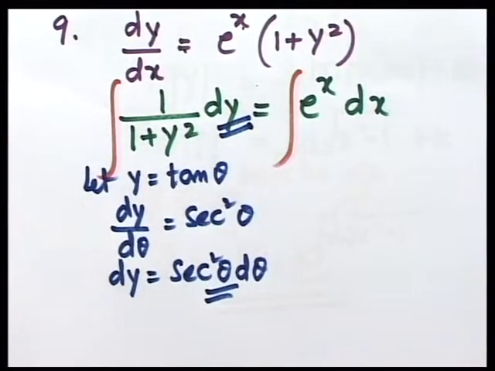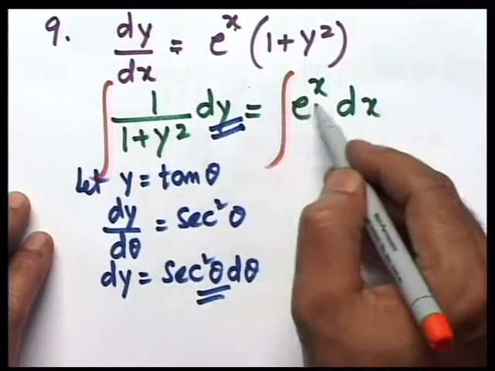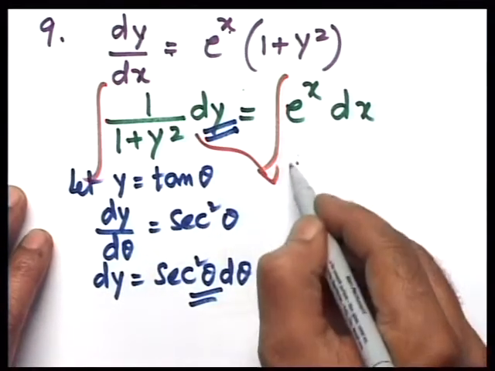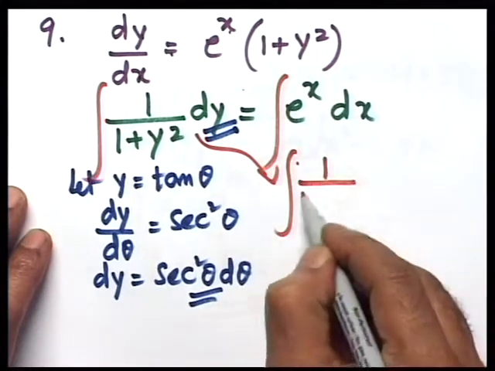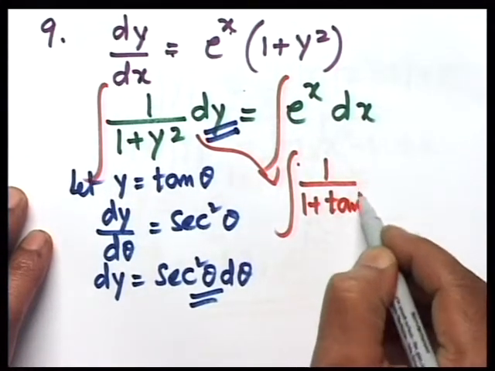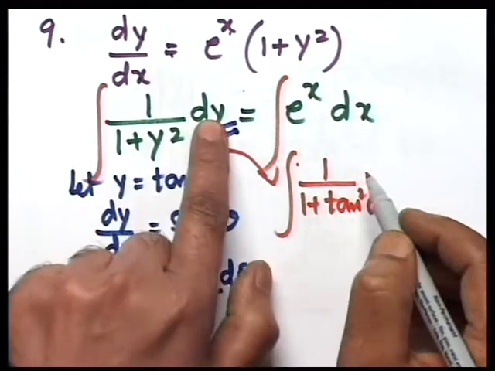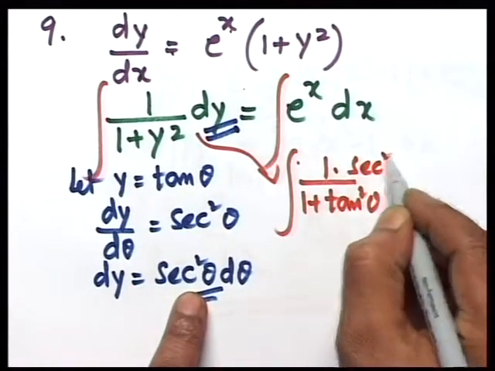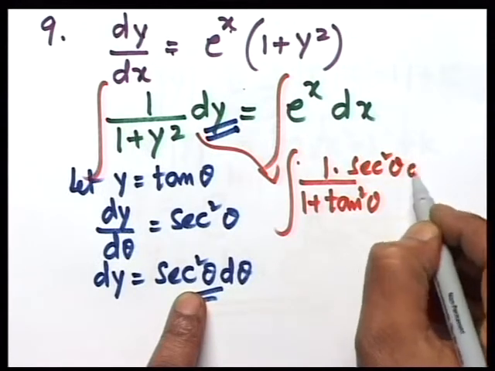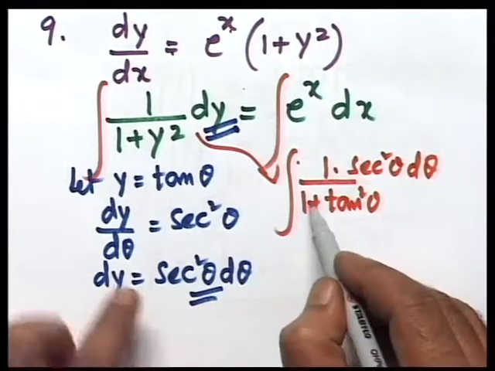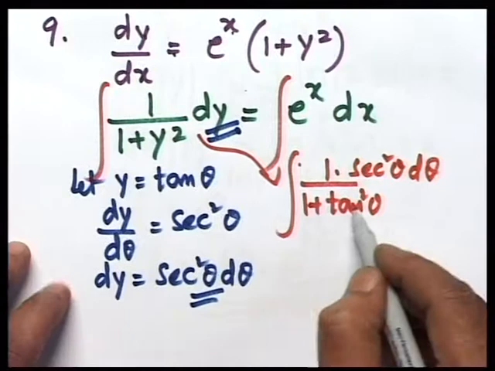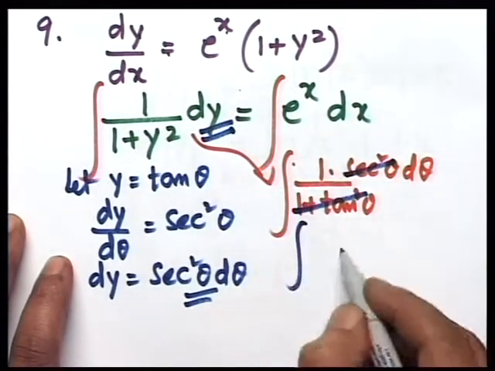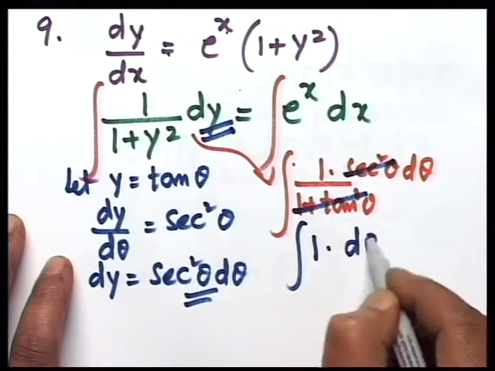Okay, see what happens, right? So I'm leaving this, please. I'm just solving only that here. Watch. So we have the integral of 1 over 1 plus tan square theta. dy is actually sec square theta d theta. So that's sec square theta d theta. So 1 plus tan square theta is nothing but sec square theta. So those two cancel out. We got 1 d theta.